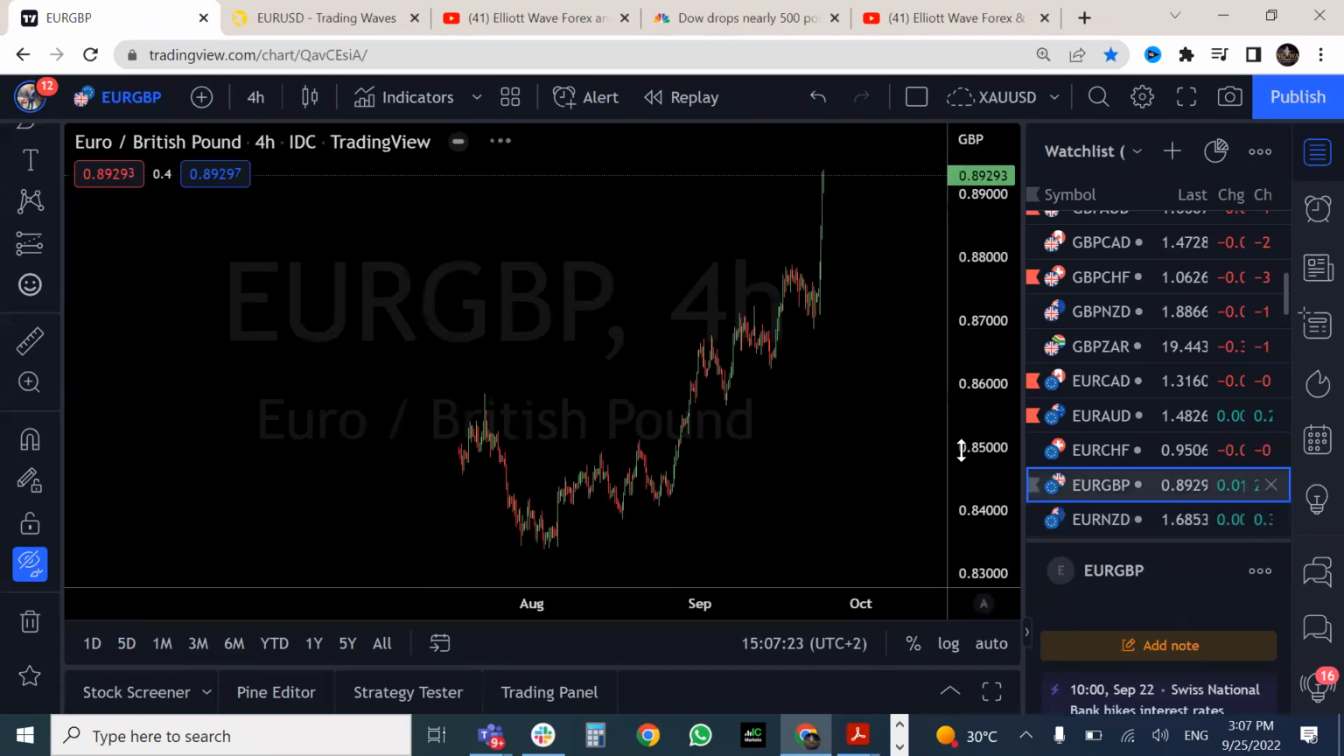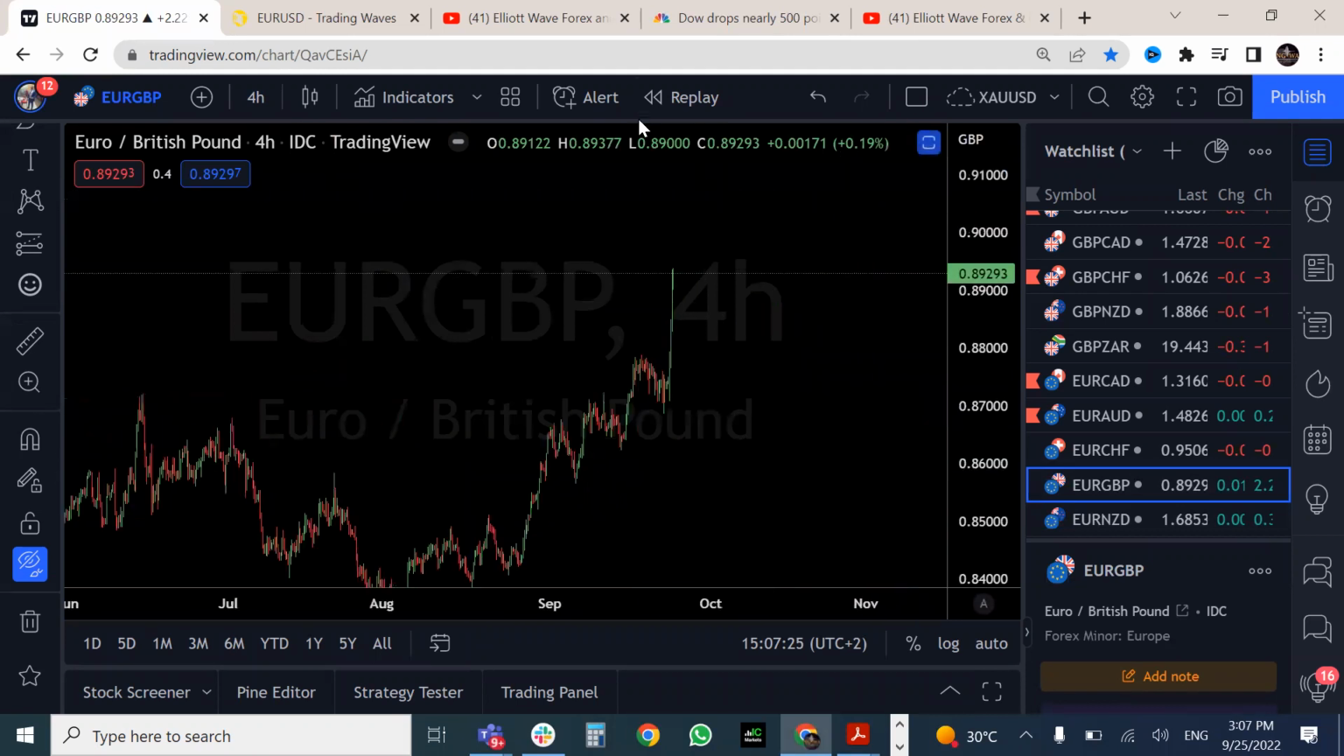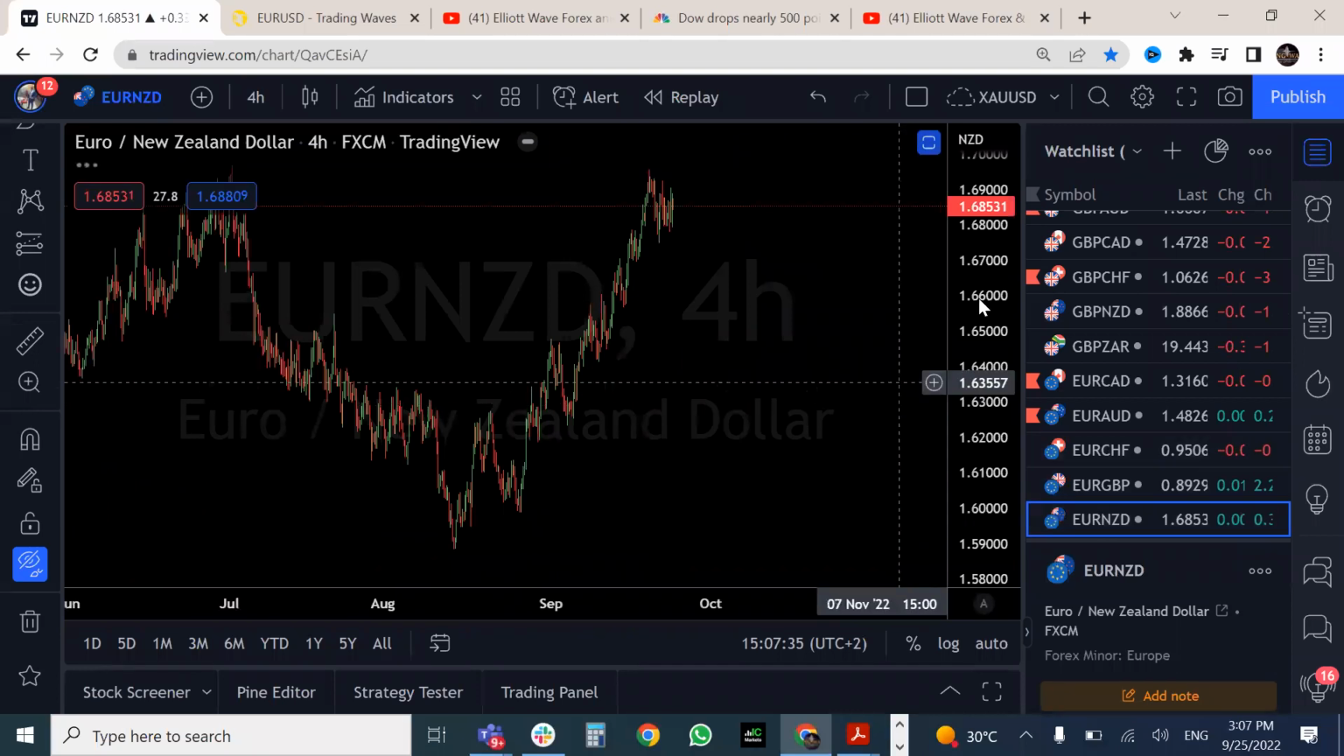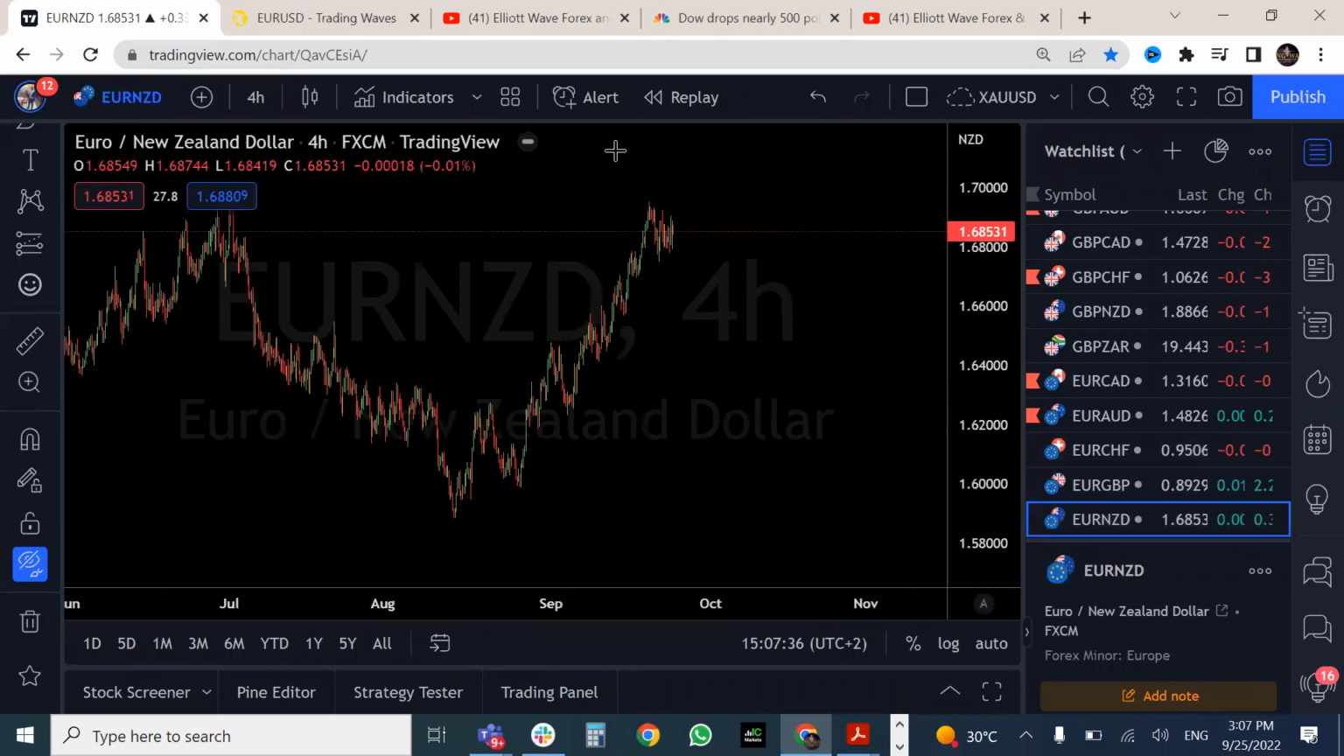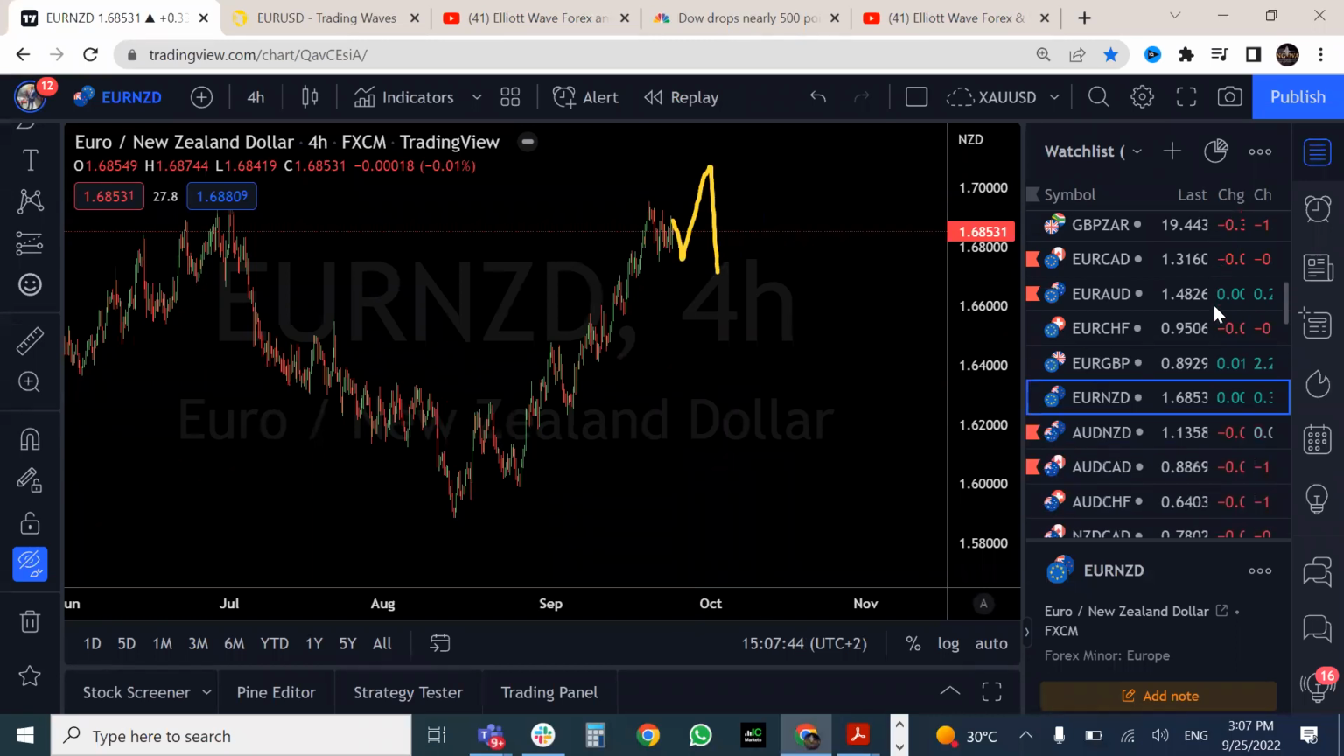Euro Pound, we've already seen this one during trade recap. Just expect this to continue pushing to the upside. Every time you get this, expect continuation to the upside. Euro New Zealand, a bit of a push to the upside, but this should eventually give you a pullback there. All right, so that is Euro New Zealand.